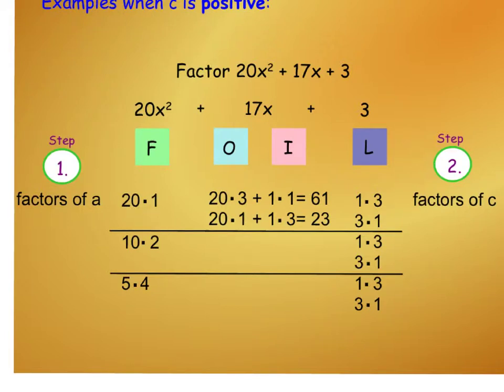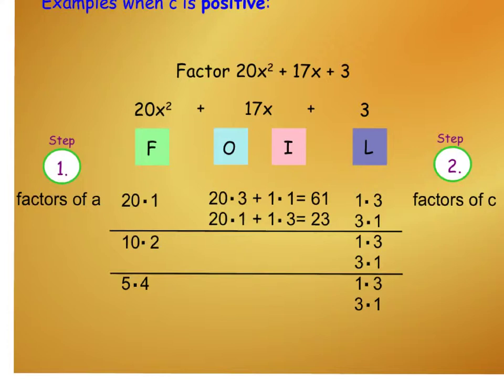2 times 10 is 20. 10 multiplied to 2 is 20. 5 times 4 is also 20. Then we're going to look at the factors of c. 3 times 1 is 3, and 1 times 3 is 3. That's it. So that's why we have to repeat it each time.